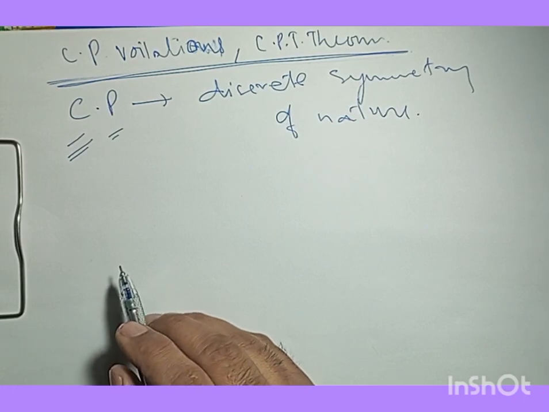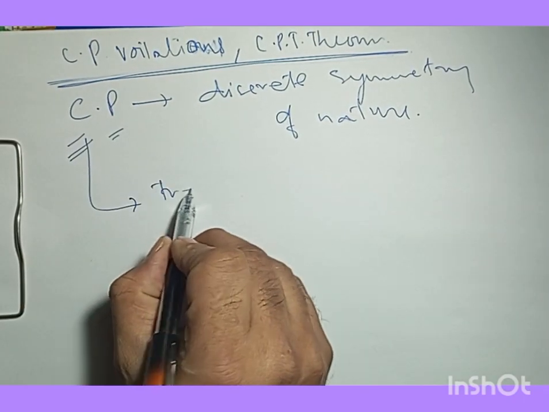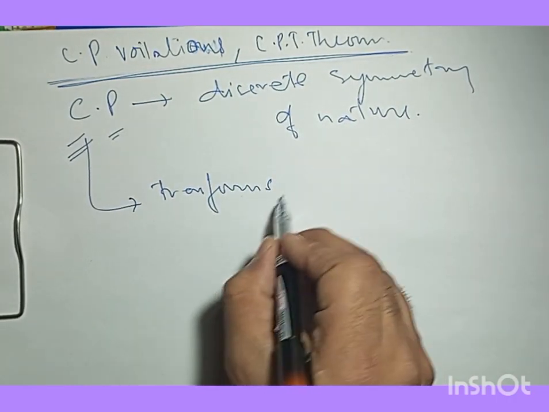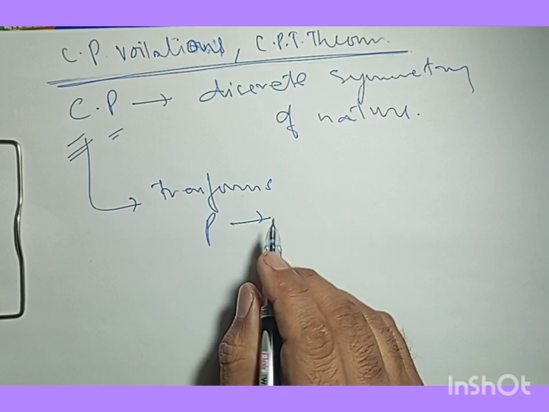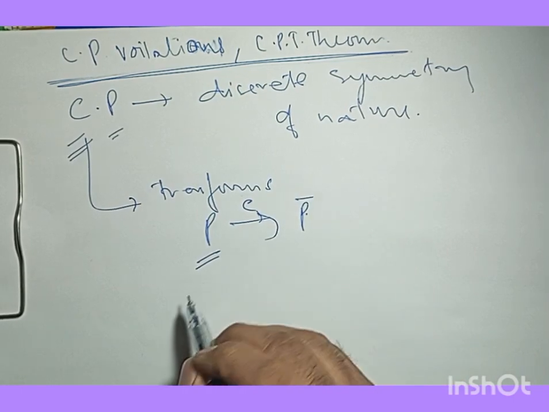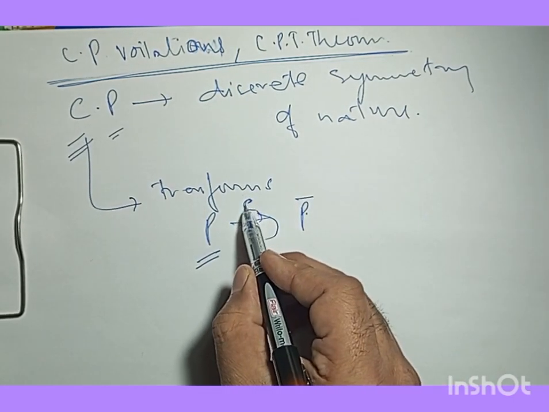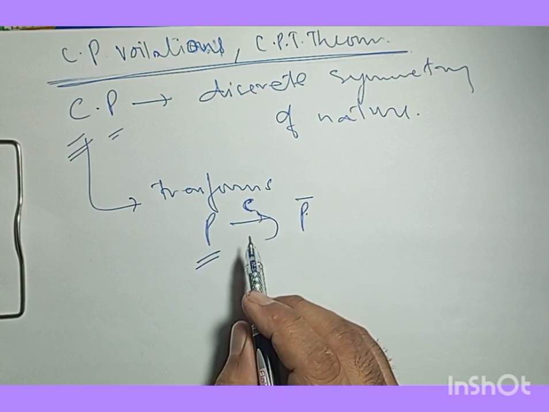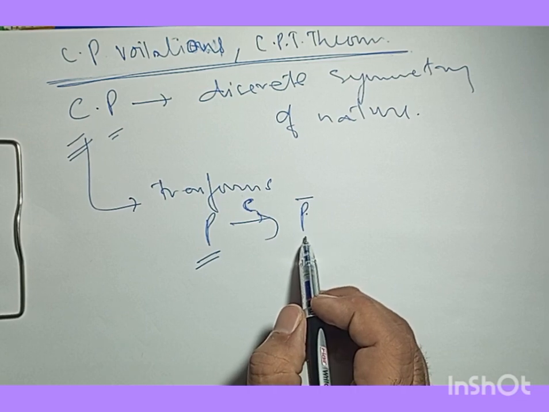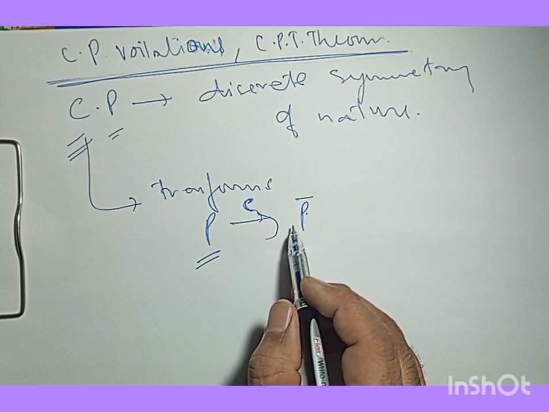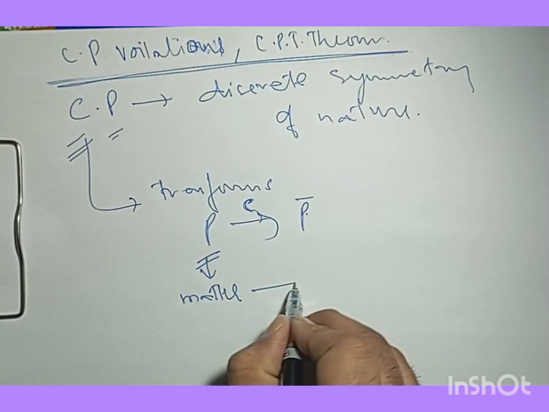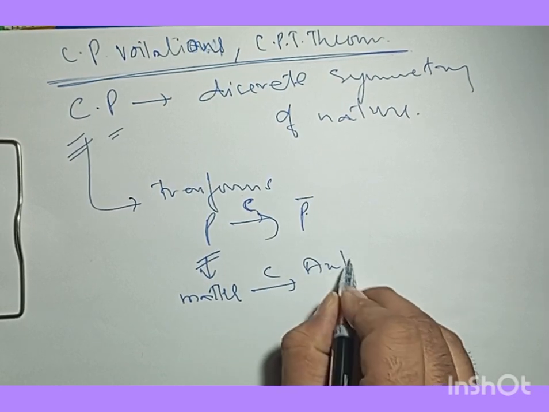This charge conjugation C basically transforms a particle. If you have a particle P, this charge conjugation operator transforms it into its corresponding antiparticle. Or we can say that it transforms matter into antimatter.